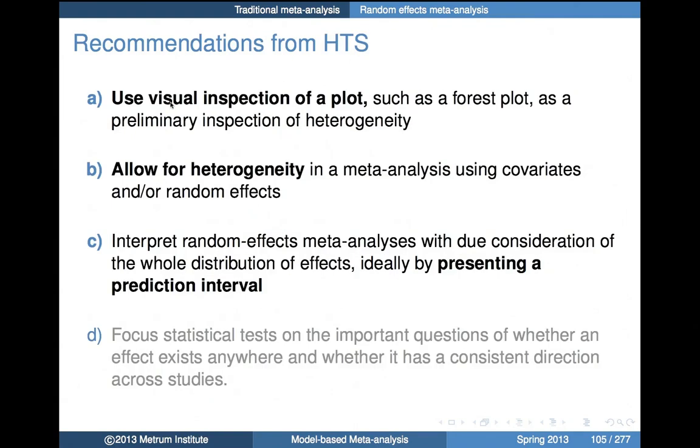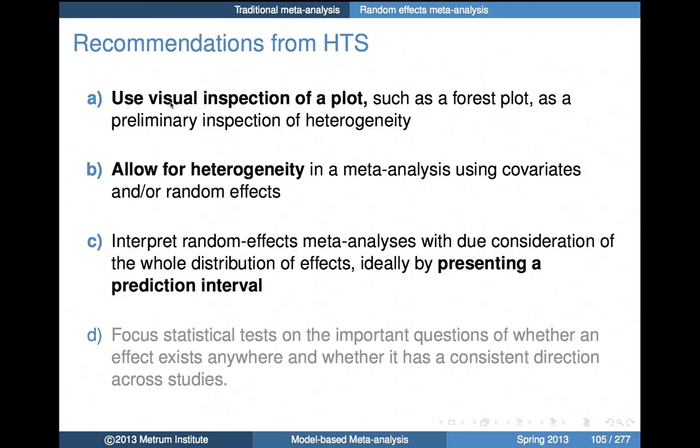In that same paper, the authors give the following recommendations. They suggest always using a visual inspection of a plot, such as a forest plot, to give us an initial idea about how much heterogeneity there is. The second is to allow for heterogeneity in a meta-analysis, either by using covariates to model that heterogeneity, or simply by putting in random effects, or both. The third is to interpret these models with appropriate consideration of the fact that we have a distribution of effects. So not simply presenting a confidence interval, but in addition presenting a prediction interval.